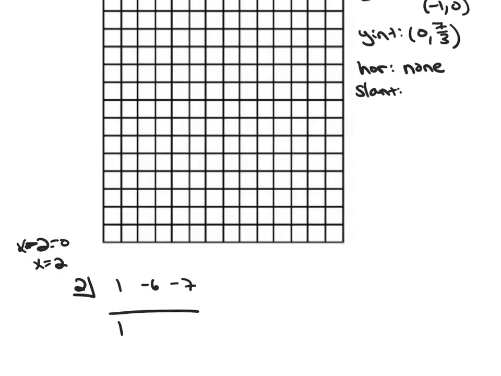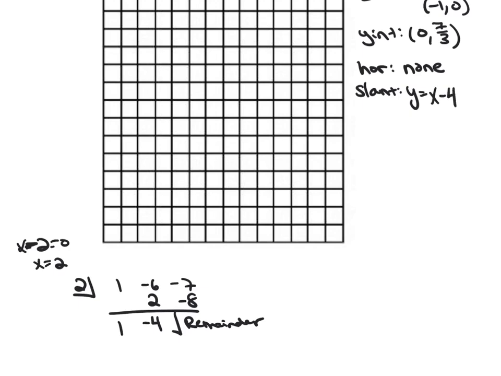We bring the 1 down. 2 times 1 is 2. Negative 6 plus 2 is negative 4. 2 times negative 4 is negative 8. But this is a remainder, so we don't really care. And our slant asymptote becomes y equals x minus 4.